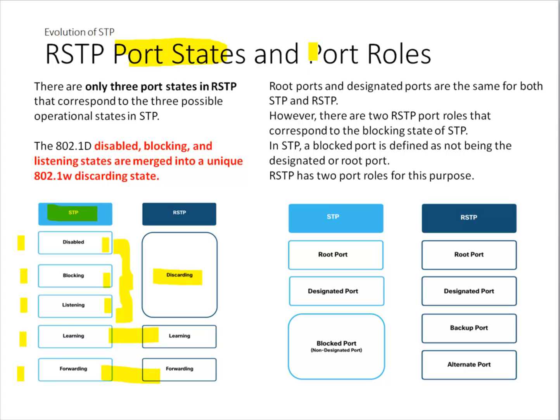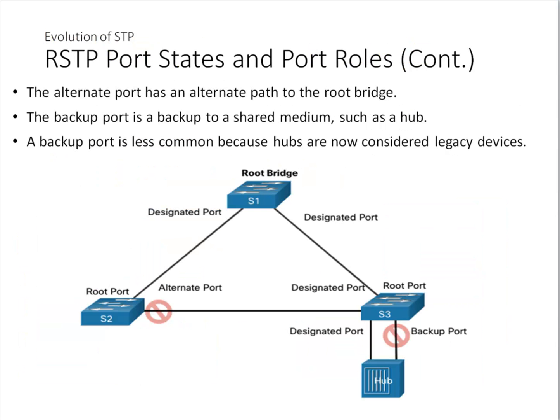Then the next one, the role of the port. In spanning tree protocol, you have 3 different roles: a root port, a designated port, and a blocked port. Whereas in rapid spanning tree, we have 4 different roles: a root port, a designated port, a backup port, and an alternative port. This is the basic difference between STP and RSTP. Now, moving on, where to use the backup port? The backup port is not available in STP, it is available only in RSTP.